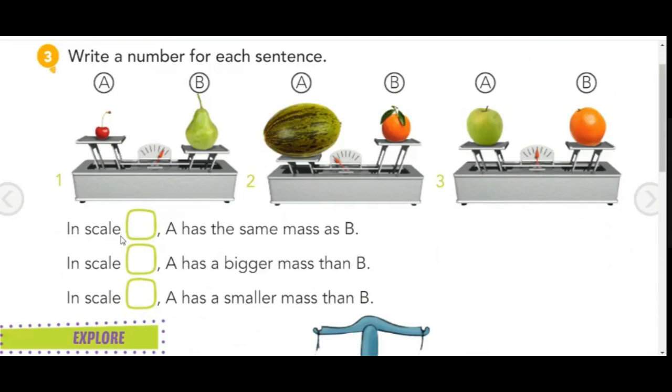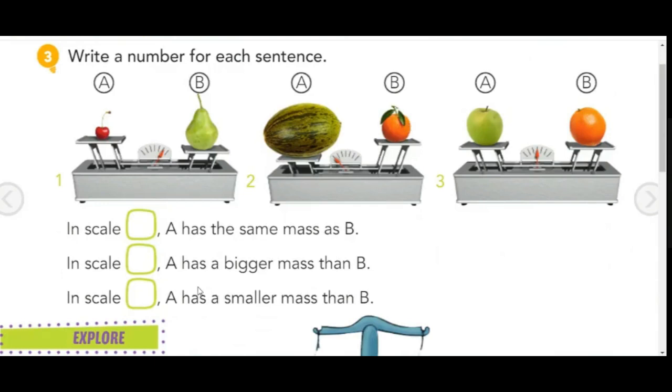And read carefully. They say, in a scale, A, the cherry or melon or the apple, A has the same mass as B. So maybe the cherry has the same mass as the pear, or the melon has the same mass as the tangerine, or the apple has the same mass as the orange.